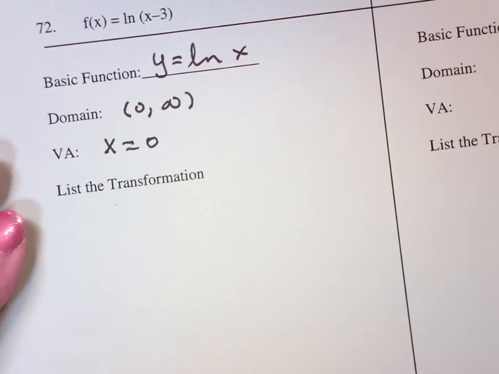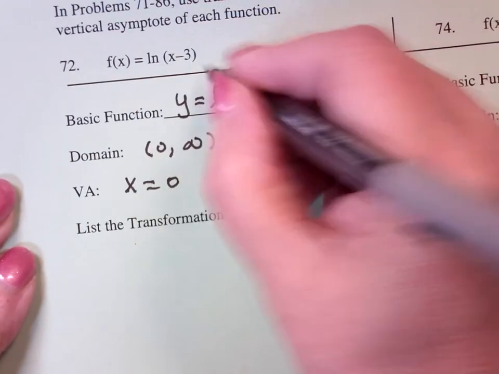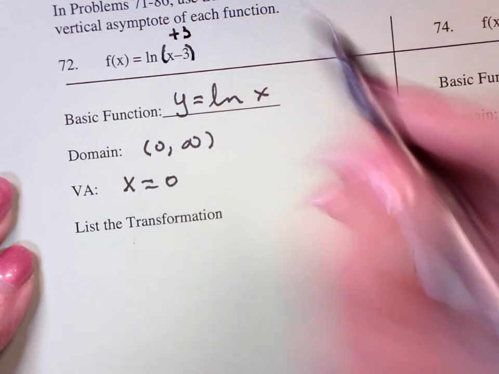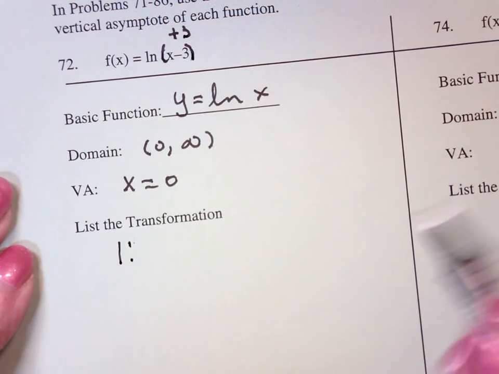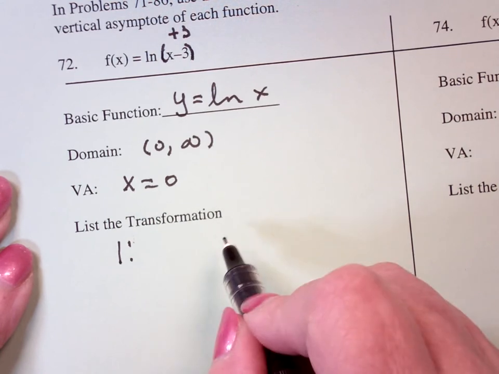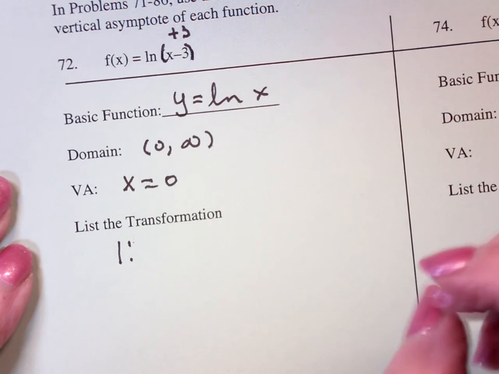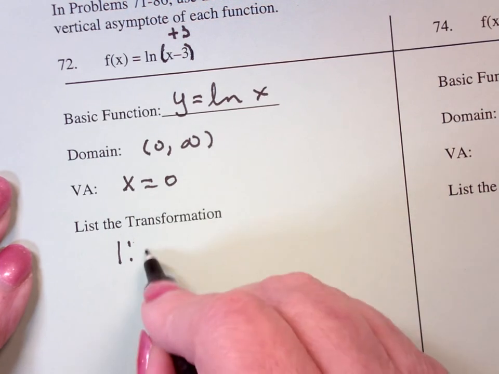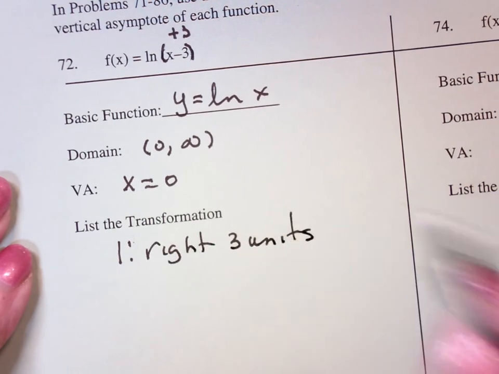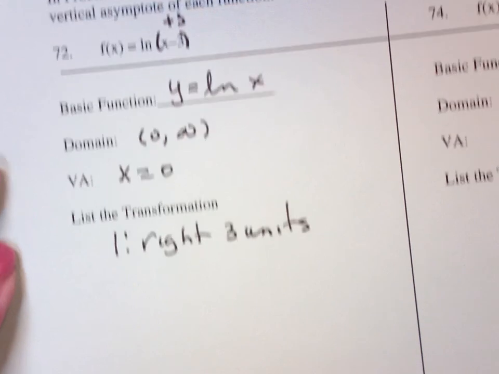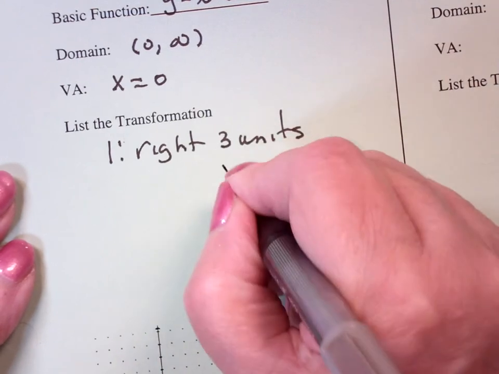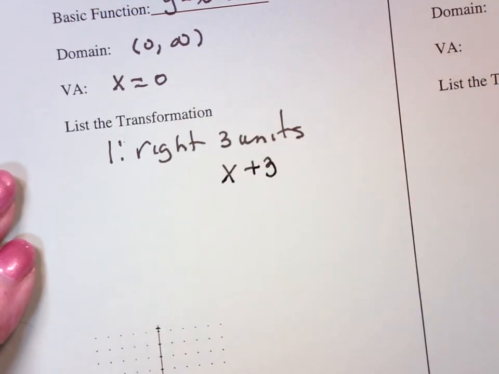So what's the transformation? This is the easy part. Well, I come up here, I'm taking a logarithm of x minus 3. This is a plus 3, so what is it? It's a plus 3. To the right 3 units. Remember, the x's are always the reverse. So if it's going to be to the right 3 units, that means I'm going to take my x values, and I'm going to add 3 to all of my x values.